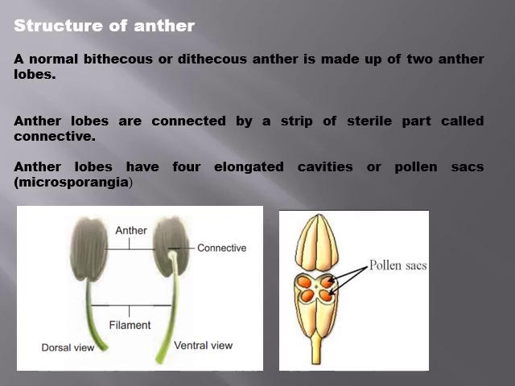In the diagram you can see the dorsal view and the ventral view of the anther. So anther comprises a connective and a filament, and there are pollen sacs. The four sac-like structures present in the anther are known as the pollen sacs that contain the pollen grains. Pollen sacs are also known as the microsporangia. These are the elongated cavities that are present on the anther lobes.